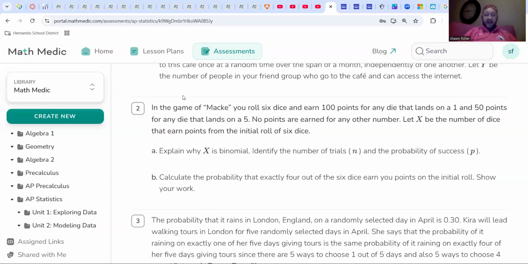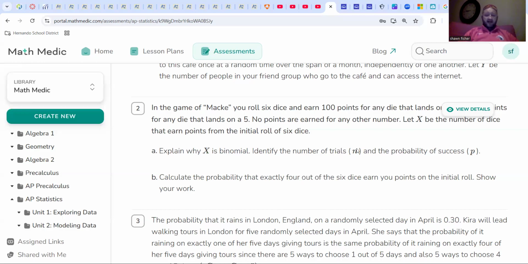Well, you've got pass or you've got fail. You've got independent trials. When we roll dice, there's not one die that relies on the probability of another die rolling a certain number. Is the number of trials fixed? Yeah, I'm rolling six. And the next question says 4 out of 6. So six is the number of trials that we have.